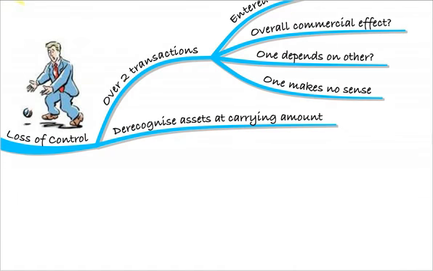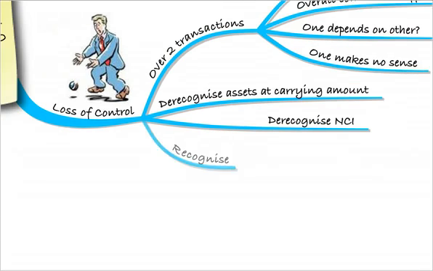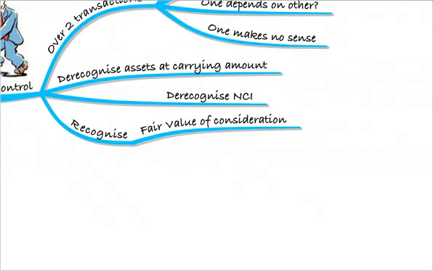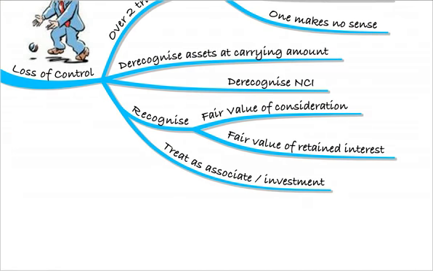When you lose control, you need to de-recognise all of the assets of the subsidiary at their carrying amount. You need to take out the non-controlling interest. And then we need to recognise the fair value of the consideration and the fair value of any retained interest. They might go from a subsidiary into an associate. We need to recognise that. So we'll then treat them as an associate or an investment. So think back to this whenever we're going through the detailed workings on the loss of control. It all stems from IAS 27.